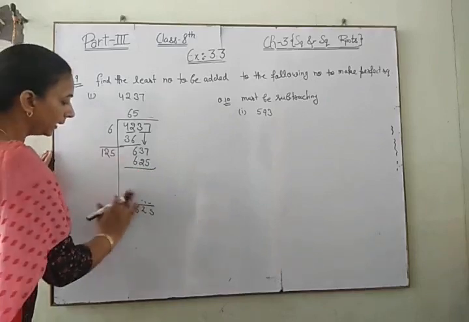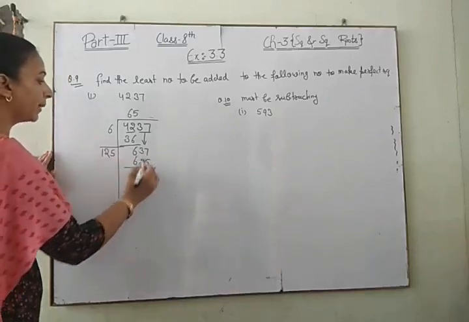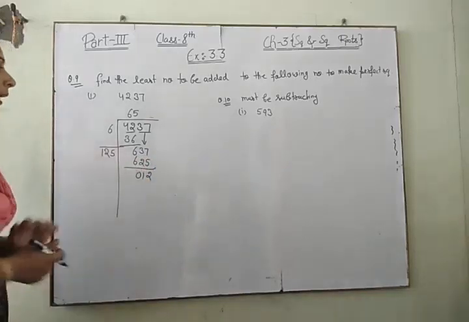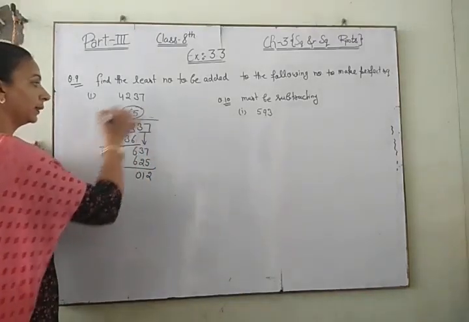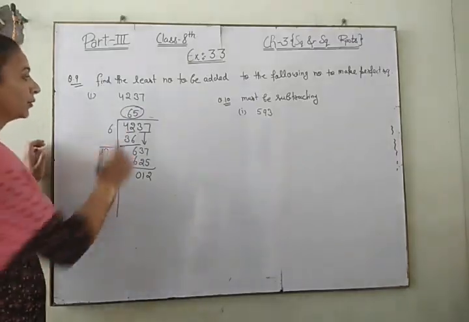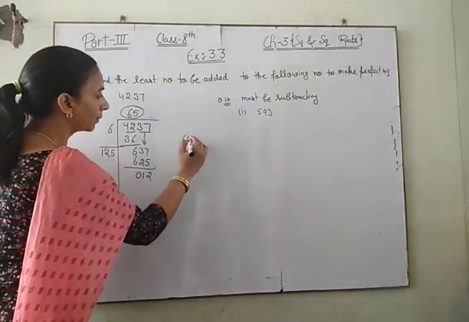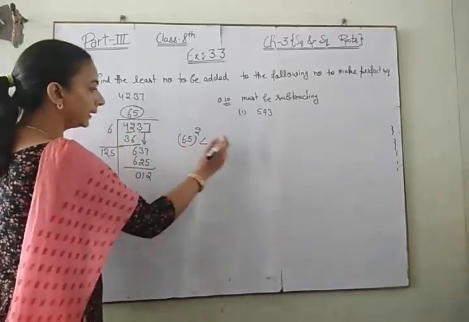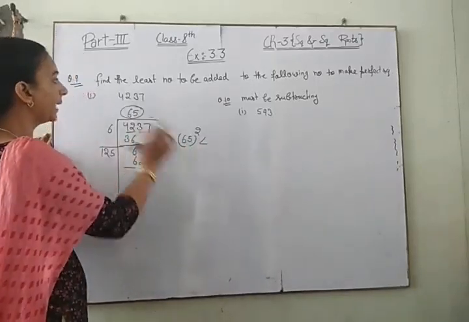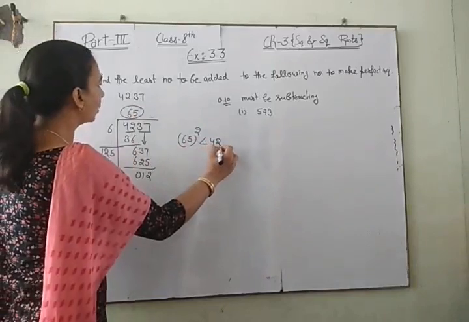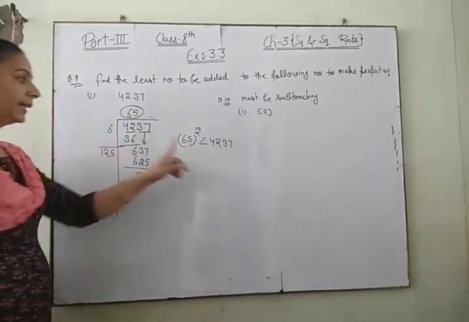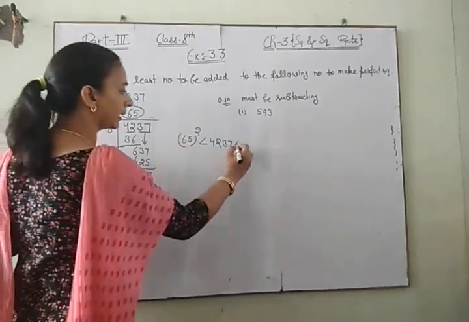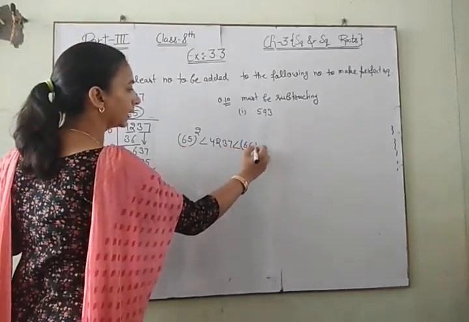Then there is some number: 7 minus 5, 2; 3 minus 2, 1. We take this quotient, 65. The square of 65 is less than this number, 4237, and next we take one greater than 65, that is 66, and the square of 66 is greater.